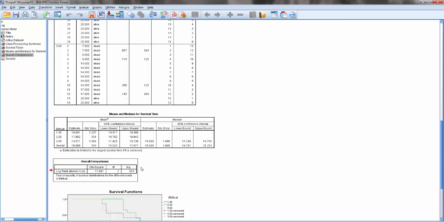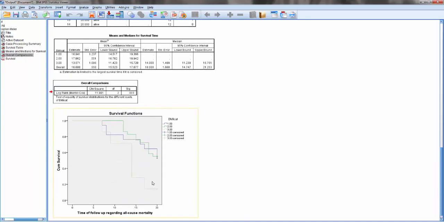This is the p-value of the log rank test, significance 0.003. The null hypothesis, as usual, is that there's no difference in survival among the three BMI categories. However, if you look at this p-value, the null hypothesis is rejected because our p-value is below 0.05. This means the survival differs among the three BMI categories.